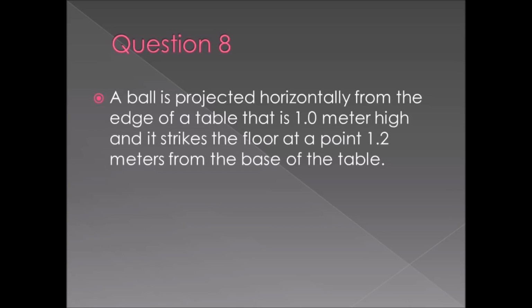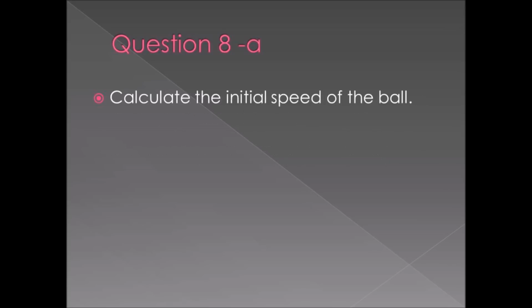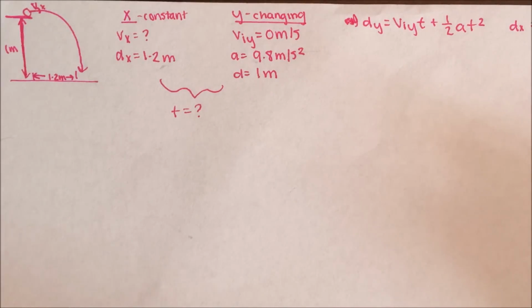Question 8. A ball is projected horizontally from the edge of a table that is 1 meter high and strikes the floor at a point 1.2 meters from the base of the table. Part A. Calculate the initial speed of the ball. So this one again, we have to consider both the horizontal and the vertical components.